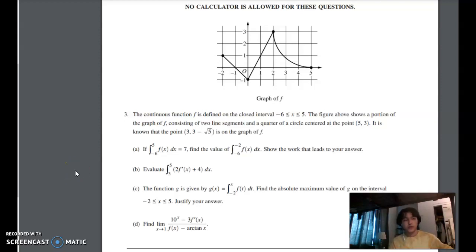We're going over 2019 Calc problem number 3. So this problem is a chart problem, and for chart problems, we were told that you're looking to find area under the graph with geometric shapes, and also finding limits from the graph instead of just from equations.